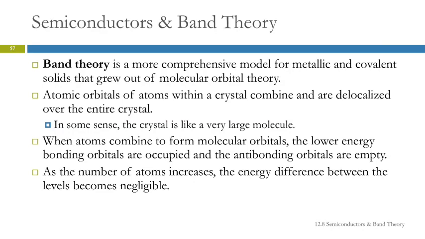So when the atoms combine and form these molecular orbitals, the lower energy bonding orbitals are the ones that are occupied, and the anti-bonding orbitals are the ones that are going to be empty. When we get more and more atoms in this giant molecule, the difference in energy between the bonding and the anti-bonding orbitals gets smaller and smaller until it's so small that it doesn't really matter anymore.